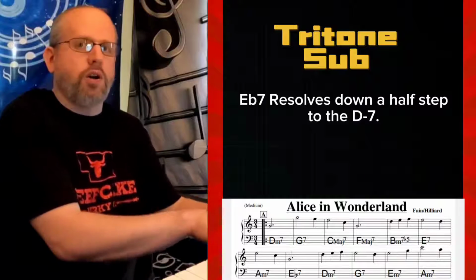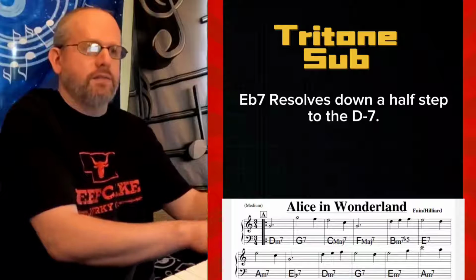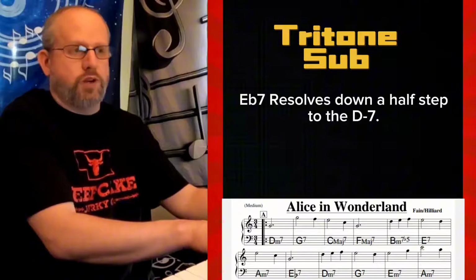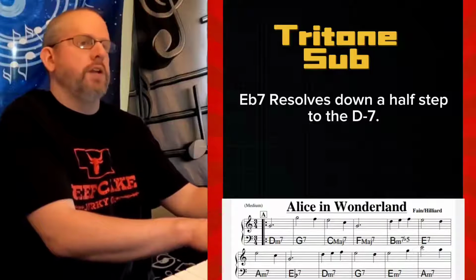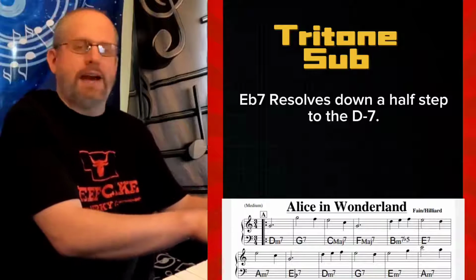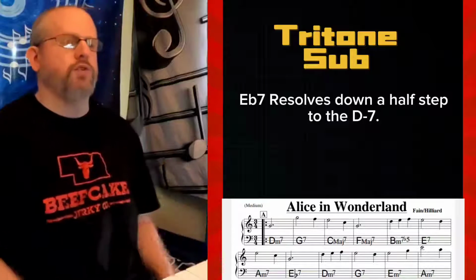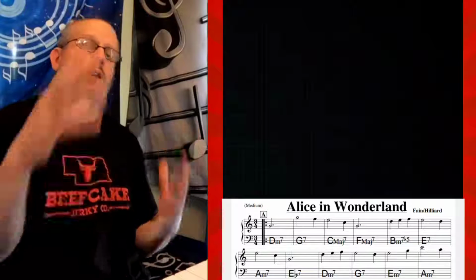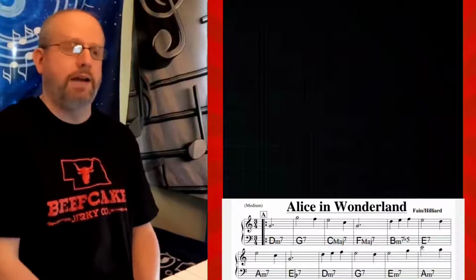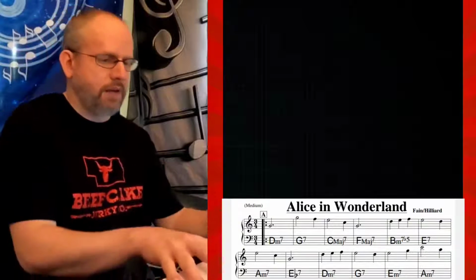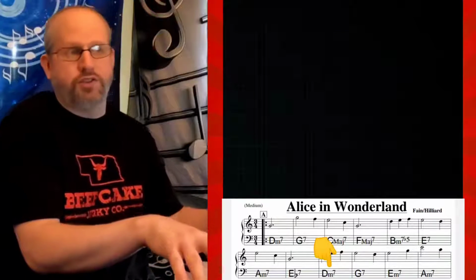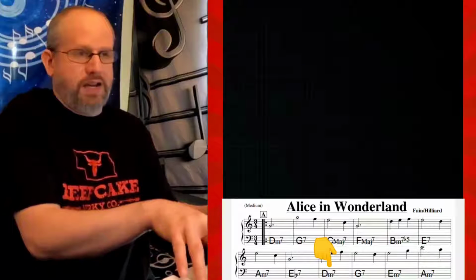And the reason that works is because that E flat, first of all, it's a dominant chord, so it's screaming for resolution, but it's resolving down just a half step, right? And what does the tritone substitution do? It resolves downward by a half step. So, leading us onto that D minor 7, which is the 2 chord in C, followed by the G7, which is the 5 chord.